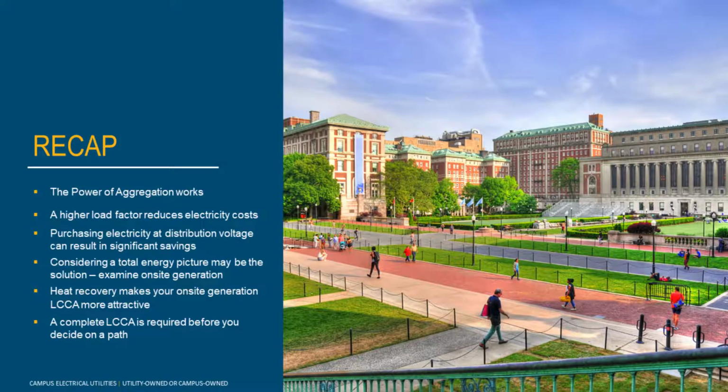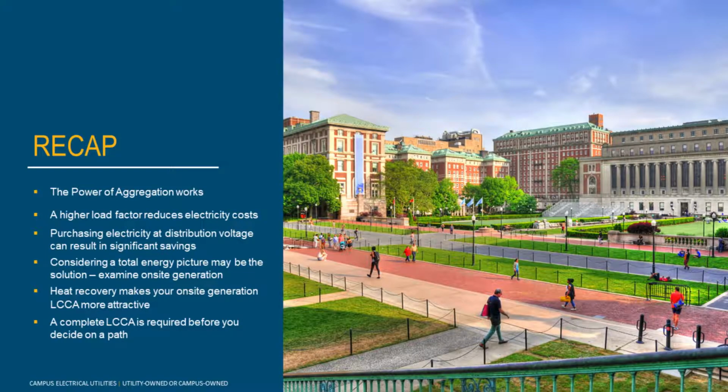I'd like to do a quick recap with you about the topics that we've covered today. First topic that I would like to emphasize is that the power of aggregation works. So when you're looking at aggregating your loads under a single meter, it's going to make a significant difference. If you recall, our example actually showed a 27% savings in the cost of electricity. A higher load factor reduces your cost of electricity. So anything you can do to manage your peaks and valleys will get you a more advantageous energy price. Purchasing electricity at the distribution voltage typically results in significant savings.